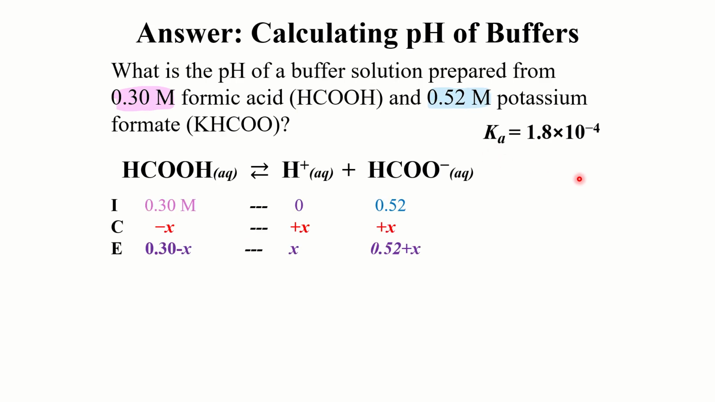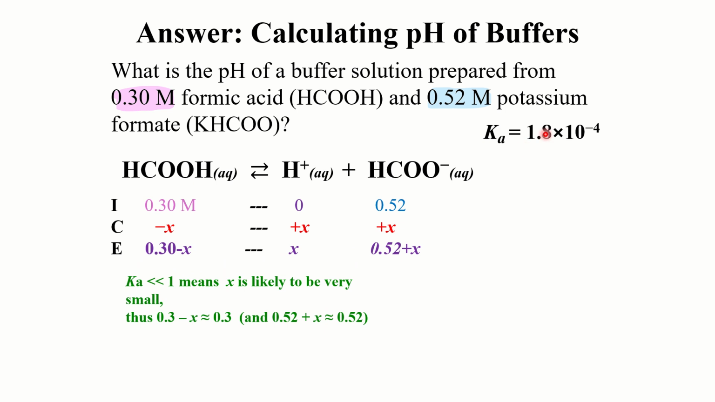So what we can do is set up an ICE table. We've got 0.30 molar formic acid for its initial concentration, 0 for the H+ initial concentration, and 0.52 molar for the formate, the HCOO- concentration. We will be moving in the forward direction since we don't have any H+, so minus X for the formic acid, plus X for both of the products, giving equilibrium concentrations of 0.30 minus X, X, and 0.52 plus X.